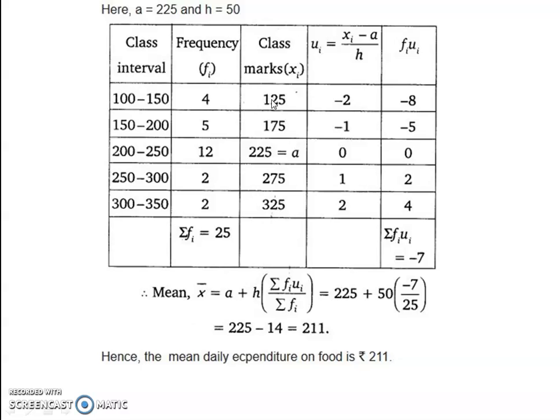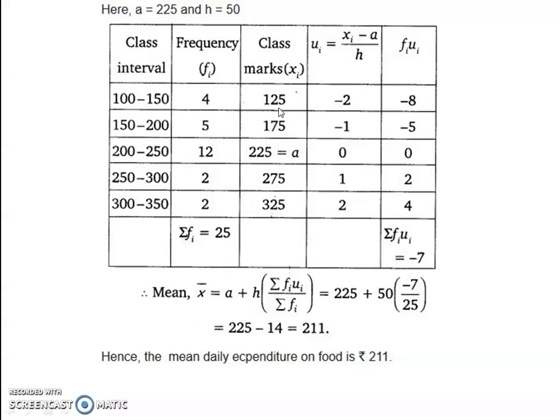Now what is the next step? To find di. What is di? di is xi minus A. What is this A? Do you remember what is this A? Yes, it is assumed mean. We have taken the middle class mark as assumed mean. So here assumed mean is 225.